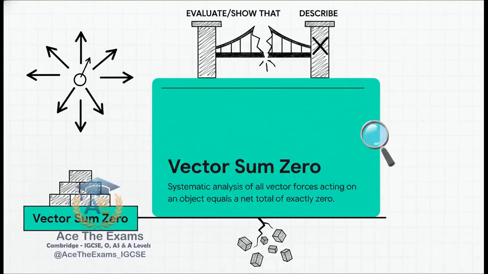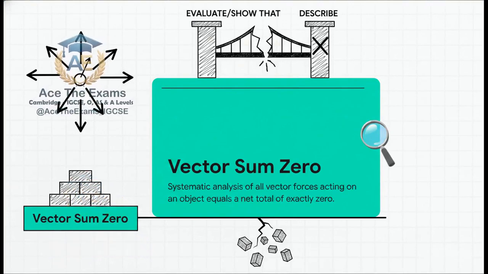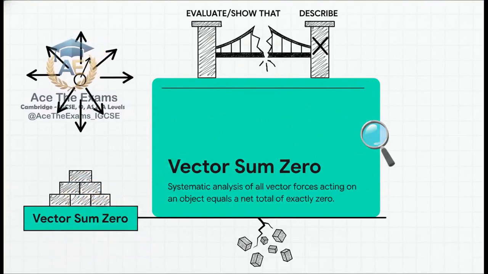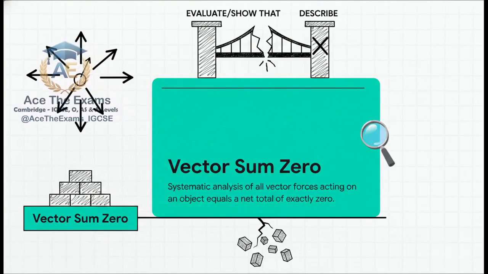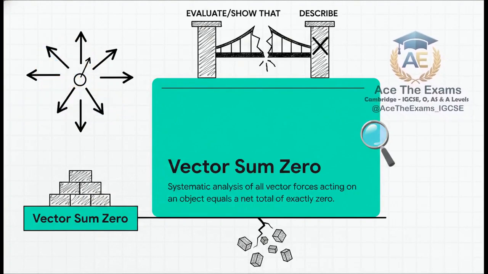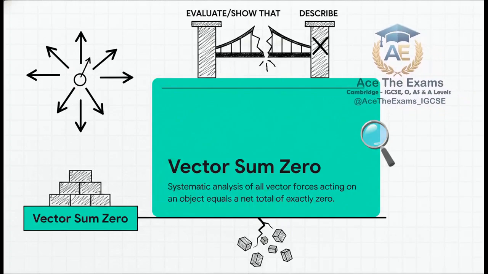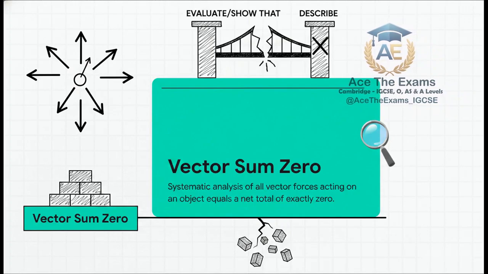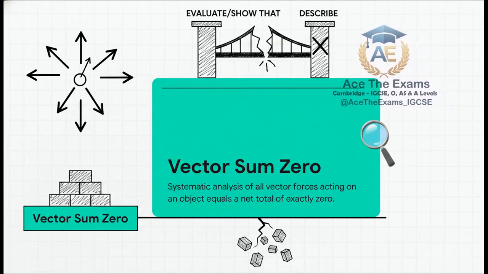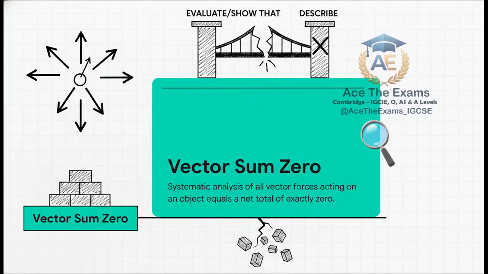Before you can even begin to think about calculating tension or resolving friction or dealing with inclined planes, you absolutely must have a flawless bedrock grasp of the concepts. And what is truly fascinating here is how incredibly simple the core principle actually is, yet how frequently it gets totally misinterpreted under exam pressure. Equilibrium, specifically in the context of mechanics, means a vector sum of 0. It is the state where the systematic analysis of all vector forces acting on an object equals a net total of exactly 0. This is your bedrock.